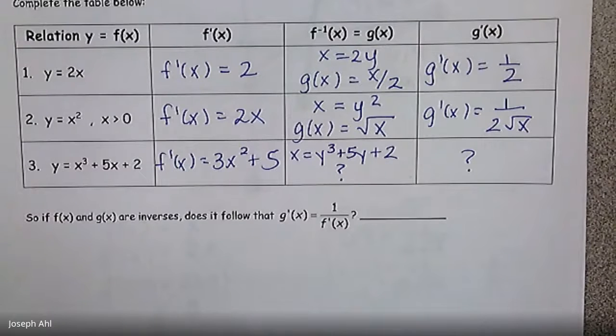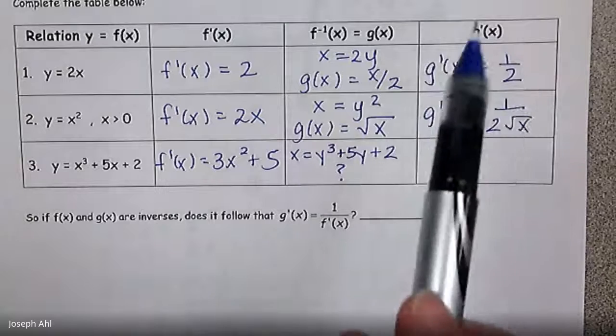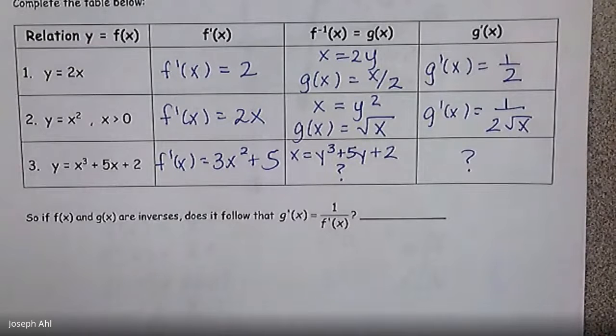Okay, so if something's not easy to find the inverse of, what we'll find later on in this lesson is we can actually still evaluate on the inverse function. We can still find g prime of some value, even if we don't have a definition for what g prime of x is. Or g of x, I should say.